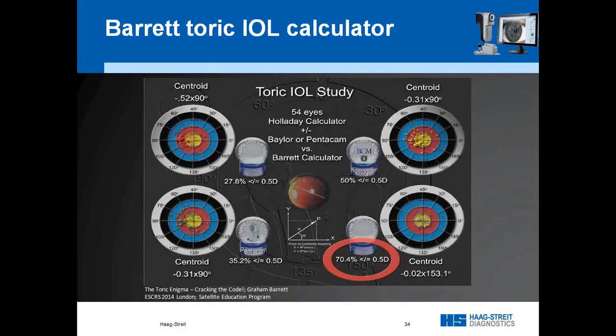But the game changer is not done by the measured posterior cornea, but by applying the Barrett formulae, because there we see we can basically double the numbers within half a diopter, so we have more than 70% within half a diopter, and we have the centroid spot on. So again, you might say, well, Graham did develop the formula and he shows it's working well. That's what I would expect.